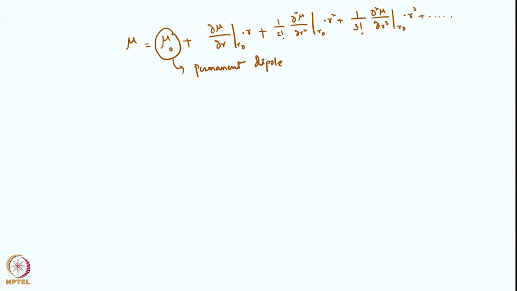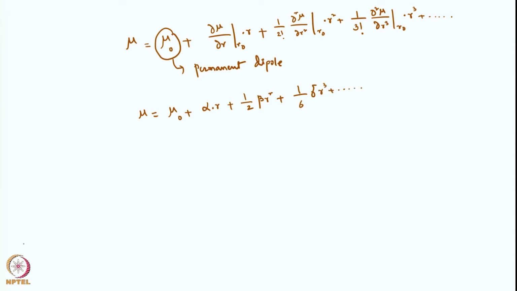And what is d mu by dr? How the dipole moment changes with respect to R. It is the first derivative, and you have the second derivative. So one can write mu is equal to mu naught plus alpha R plus 1 over 2 beta R square plus 1 over 6 gamma R cube, etc.